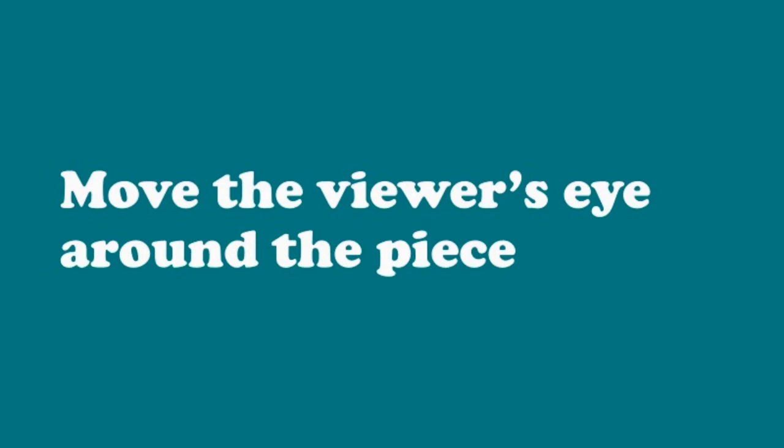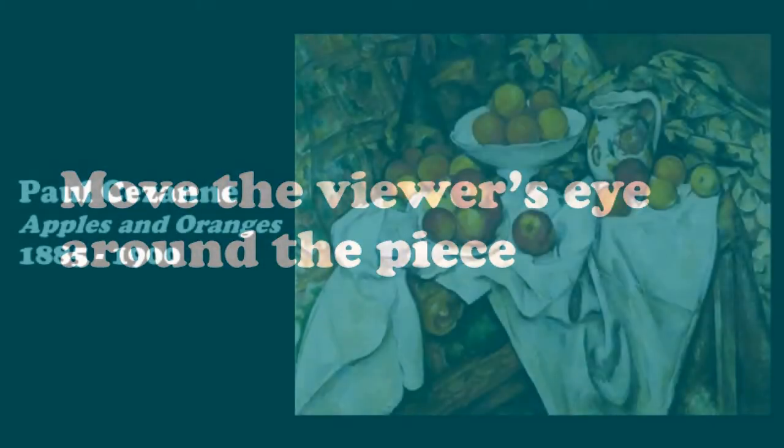An artist's job is to make a painting interesting for somebody to look at, and so helping the viewer's eye move around the picture is something that the artist might do in their use of line and shape. And so this is a compositional device. We're going to see a piece by Paul Cézanne, very famous artist, for a number of reasons, but one of them being his mastery of composition.